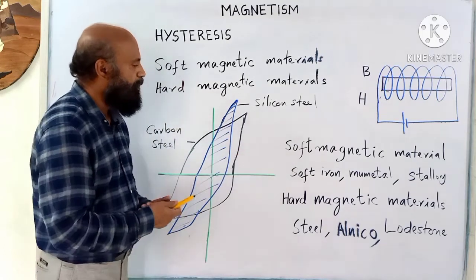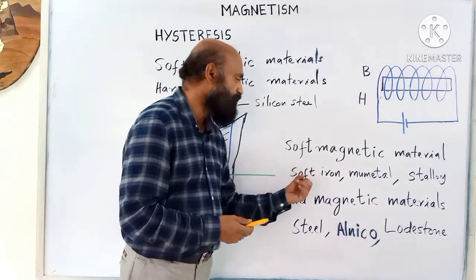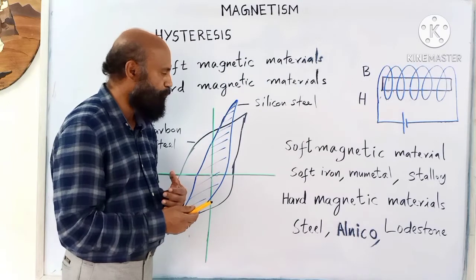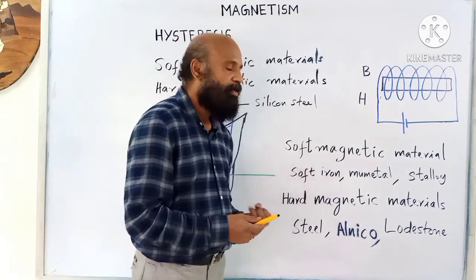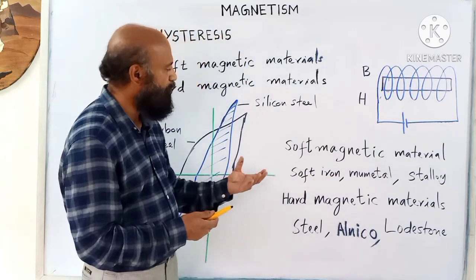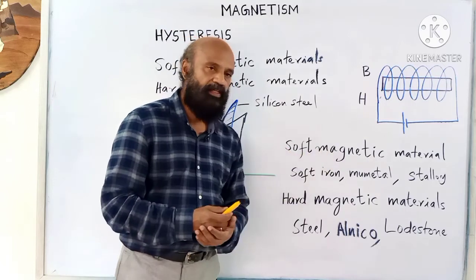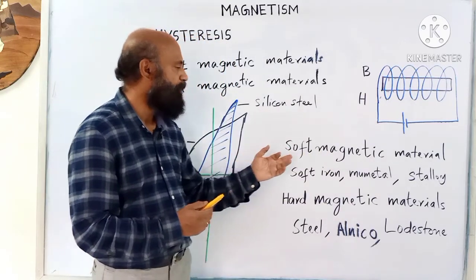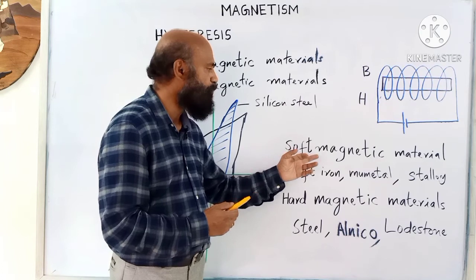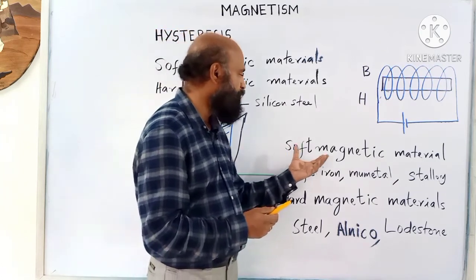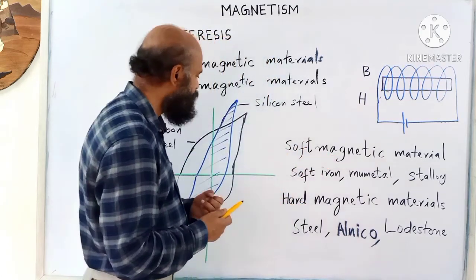Soft iron can be easily magnetized, but when the external field is removed, magnetism disappears. So for soft magnetic materials, when the external magnetic field is removed, magnetism disappears.